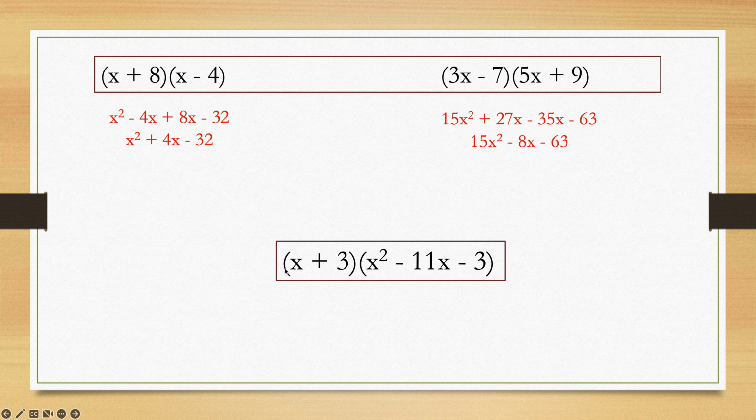Now, triple distribute. The x times each one of them will be x to the third minus 11x squared minus 3x. And then distributing the 3 gives me 3x squared minus 33x minus 9. Combining like terms, well, the x cubed and the negative 9 are sole terms. There's nothing to combine with them. But negative 11x squared and 3x squared makes negative 8x squared. And negative 3x and negative 33x makes negative 36x.